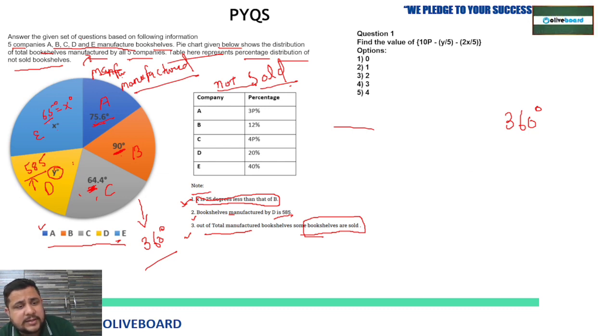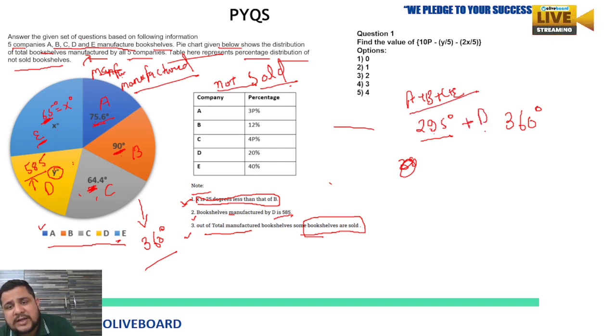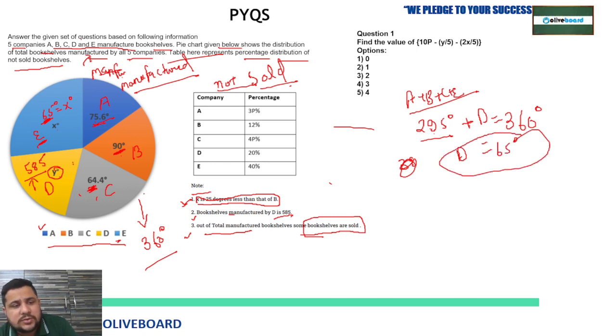Now 230 degree plus 65 degree, because we know the value of this E also now. So 230 plus 65 is 295 degree. When we are adding A plus B plus C plus D plus E, D is unknown, so 295 degree plus D equals 360. So the value of D would be 65 degree. Clear?